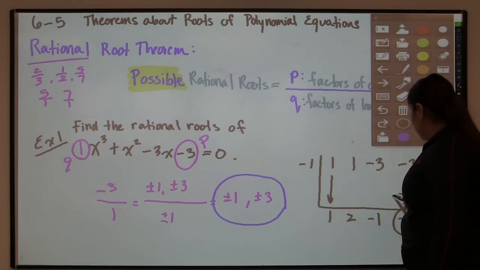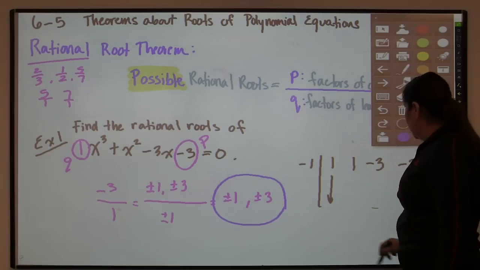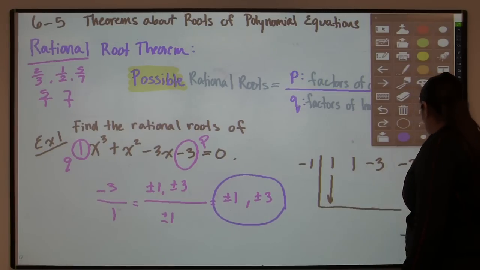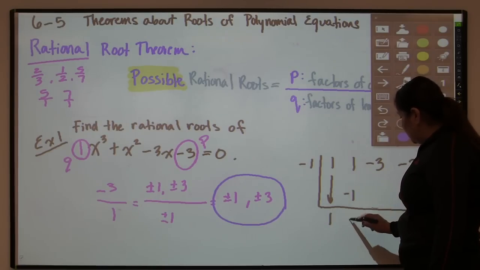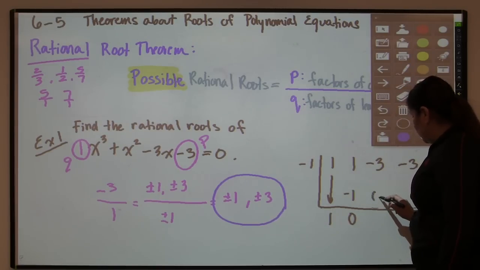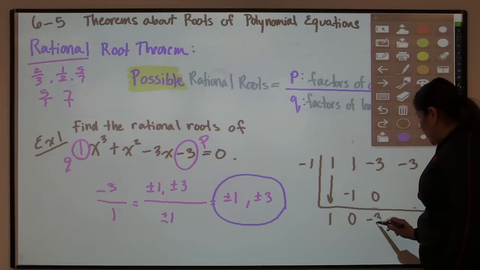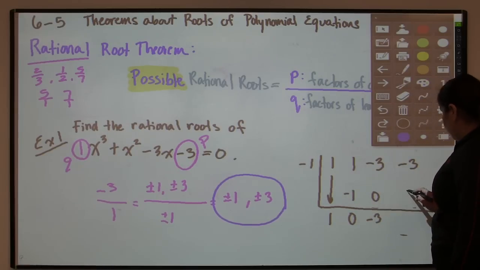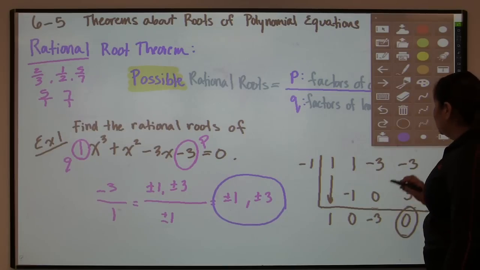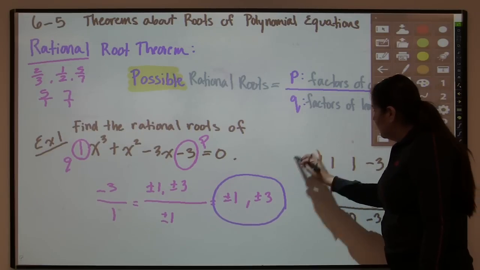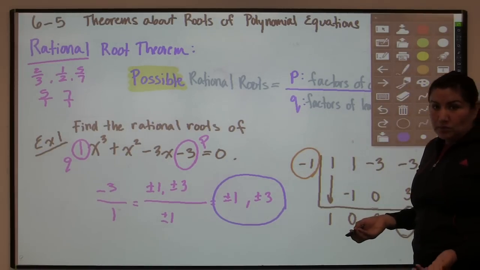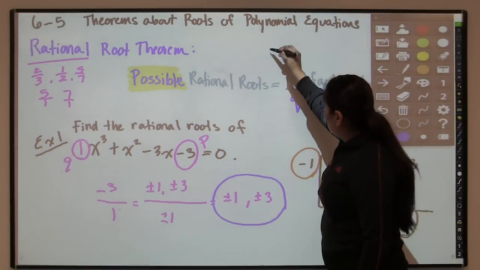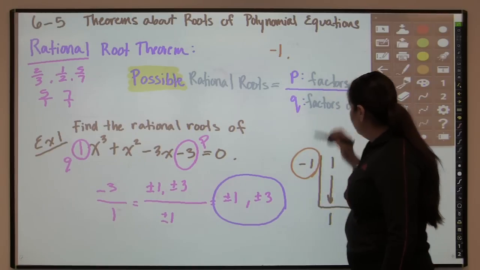We have to do some erasing here, get rid of some numbers there. And we have 1 times negative 1 is negative 1, 1 minus 1 is 0, 0 times negative 1 is 0, 0 plus negative 3 is negative 3, negative times negative is positive 3, and then we get 0. Ding, ding, ding, ding. That means that negative 1 is in fact a rational root. But is it the only root?